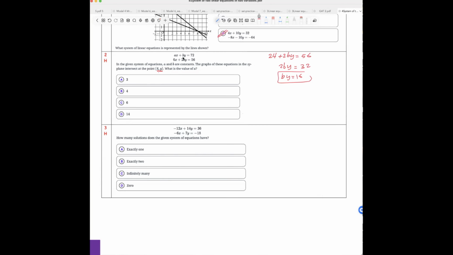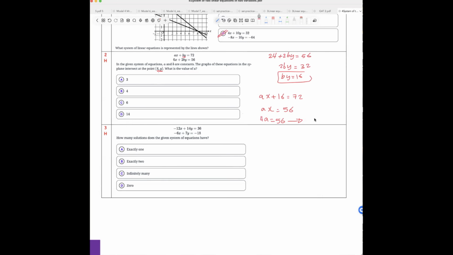Then plug into the first equation, by equals 16. It means ax plus 16 equals 72. Then subtract 16 from both sides. So we have ax equals 56. And we have the value of x, which equals 4. So 4a equals 56. Then divide both sides by 4.